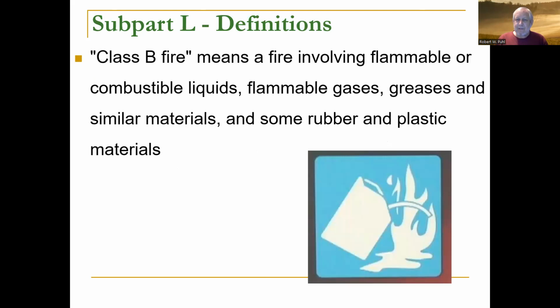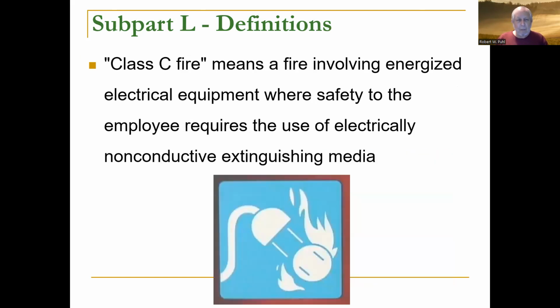Class B fire means a fire involving flammable or combustible liquids, flammable gases, greases, and similar materials, and some rubber or plastic materials. Now, you're going to hear this same stuff in a lot of different things, even in my class, what these fires are. And that's okay if you hear it more than once, because I don't think any of us can remember everything we hear just one time. So A is wood and paper, that type of thing. B is flammable or combustible liquids.